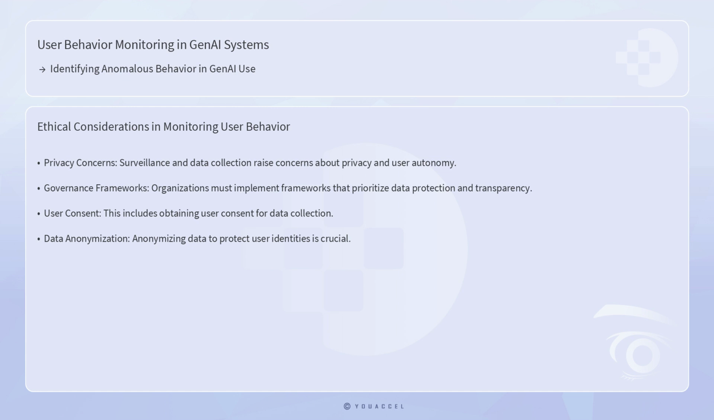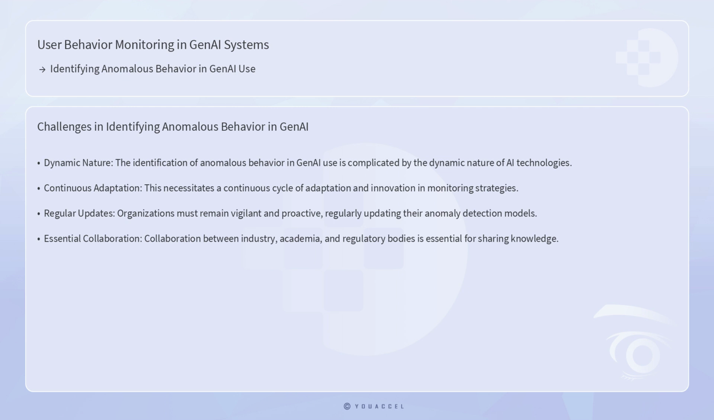with ethical standards. The identification of anomalous behavior in GenAI use is further complicated by the dynamic nature of AI technologies. As GenAI systems evolve and improve, so too do the methods used to exploit them. This necessitates a continuous cycle of adaptation and innovation in monitoring strategies. Organizations must remain vigilant and proactive, regularly updating their anomaly detection models and refining their governance frameworks to address emerging threats. Collaboration between industry, academia, and regulatory bodies is essential for sharing knowledge, developing best practices, and advancing the state of the art in anomaly detection.